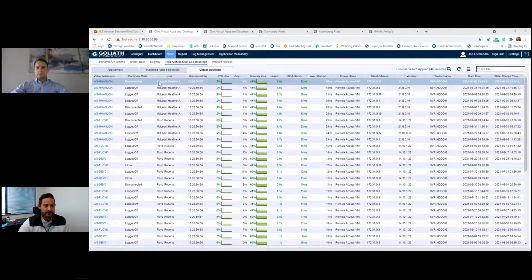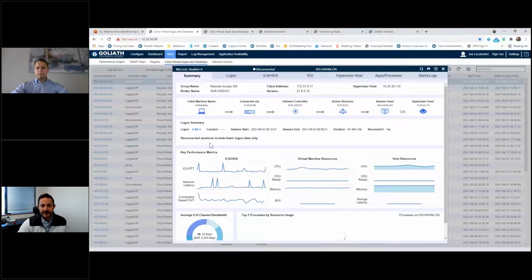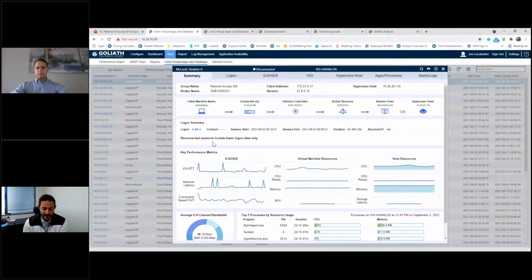So by viewing this view here, you're able to see the username, how they connected in, user experience metrics, metrics about the infrastructure, and then what they're able to do is click on a specific user and see all of the relevant details and metrics that went into providing a user experience for this user. And this is available both real-time and historical.